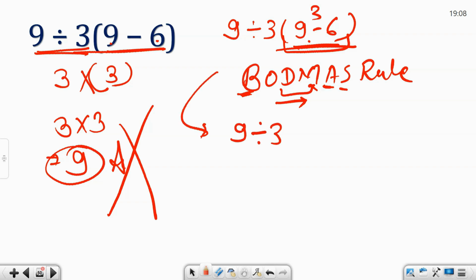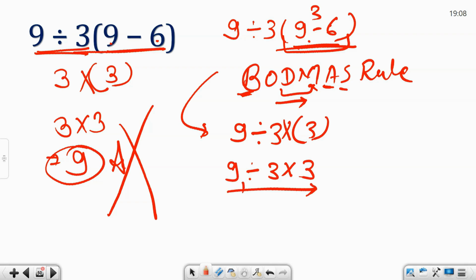Let's rewrite the next solution. 9 divided by 3, 9 minus 6 is 3. When we remove the brackets, we'll multiply. So it becomes 9 divided by 3 multiplied by 3. Now we'll check from left to right. First, we'll do the division, then the multiplication. 9 divided by 3, then times 3. 3 cancels out with 3, so 9 is the right answer.